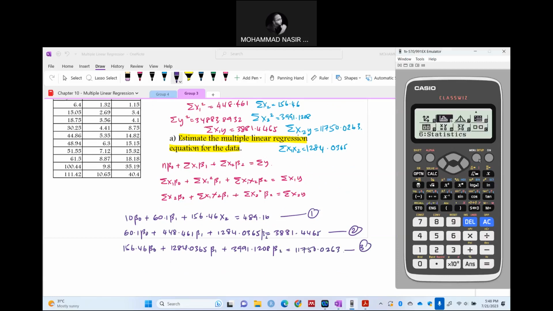Click on menu. Find equation, which is A. Right. And use number 1, simultaneous equation, and select 3 values.